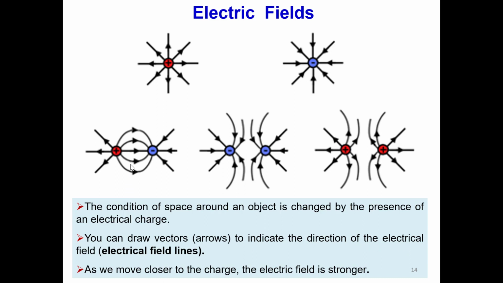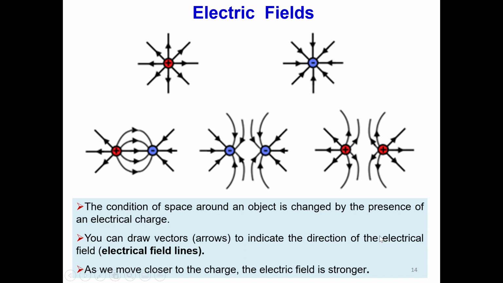What happens when there is an electric charge? The condition of space around an object changes by the presence of an electrical charge. In this picture, we illustrate the electric field lines for an isolated charge. In this case, we have a positive charge, and we can see the electric field lines are straight lines and point away from the charge if the charge is positive. If the charge is negative, the arrows of the electric field lines will point towards the charge.